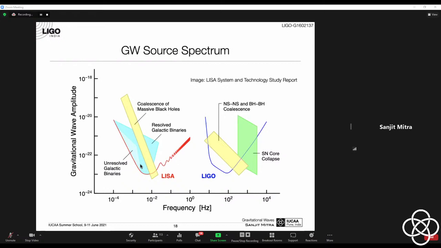But if we want to detect bigger black holes, then we have to go to lower frequencies, because bigger black holes have larger radius, and they merge at a lower frequency because of that. You can see from Kepler's law that's what happens. So I will talk about LISA, the space mission, later on.